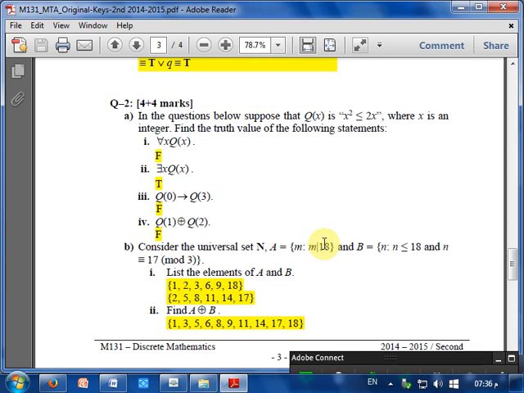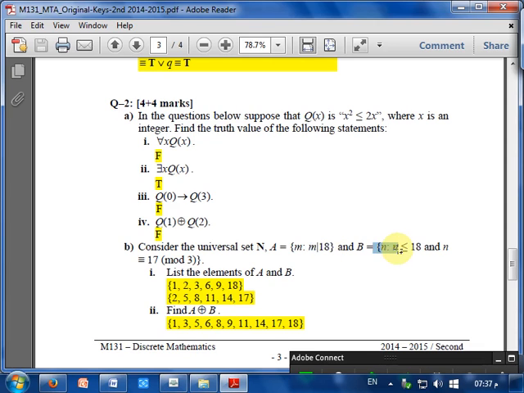3 will divide 18. 4 will not divide, so 4 is not taken. 5 will not divide. 6 will divide. 7 will not divide. 8 will not divide. 9 will divide. Then 18 will divide. 10, 11, 12 will not divide. So A is 1, 2, 3, 6, 9, 18. All the numbers which satisfy this condition, m divides 18, that is, 18 divided by m is true.